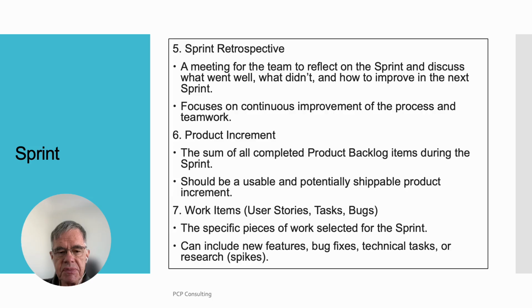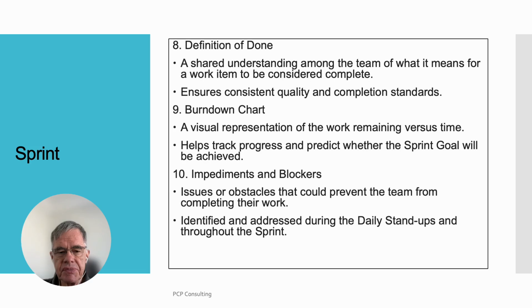Work items, that is user stories, tasks, or bugs. The specific pieces of work selected for the sprint can include new features, bug fixes, technical tasks, or research, that is spikes. Definition of done, a shared understanding among the team of what it means for a work item to be considered complete. Ensures consistent quality and completion standards.